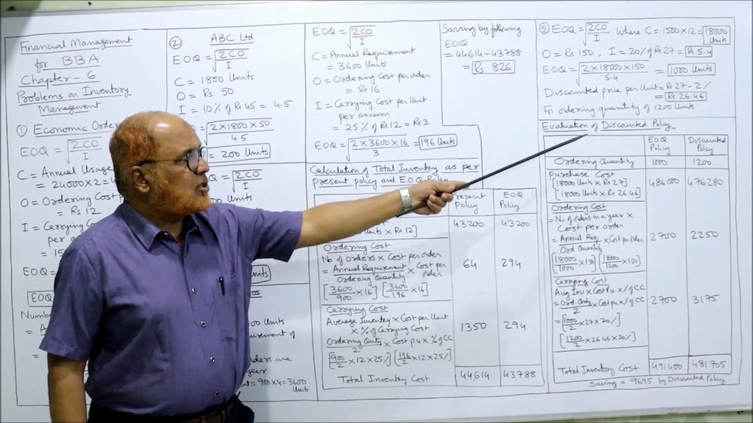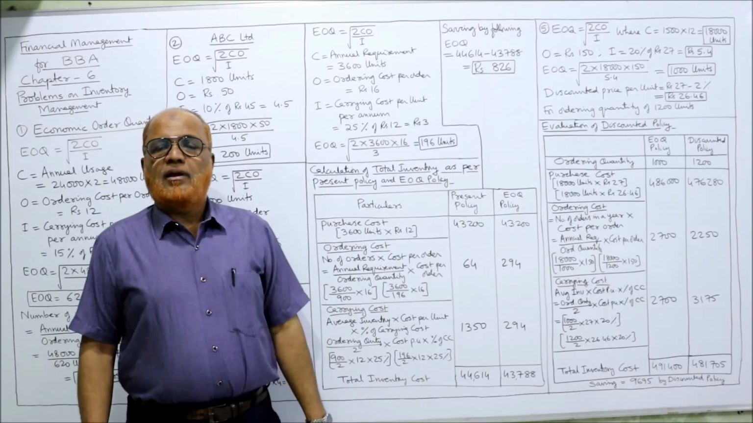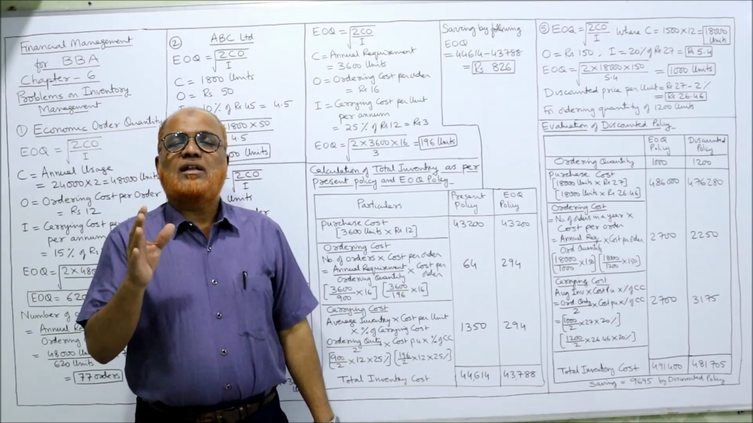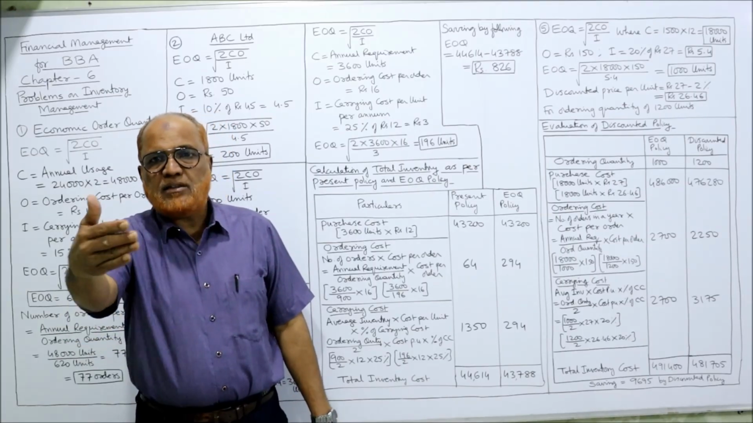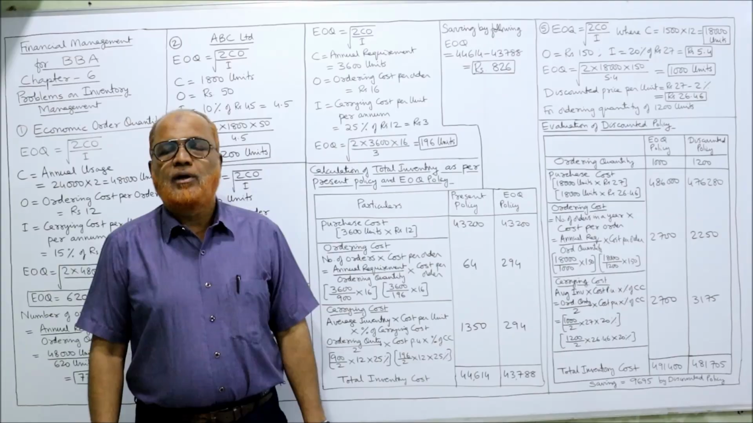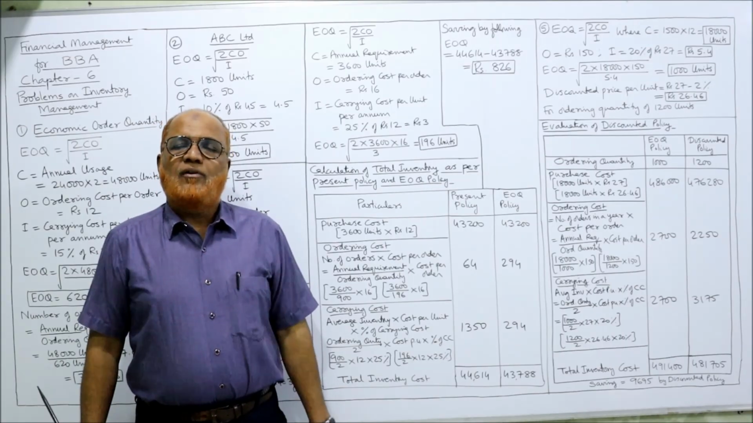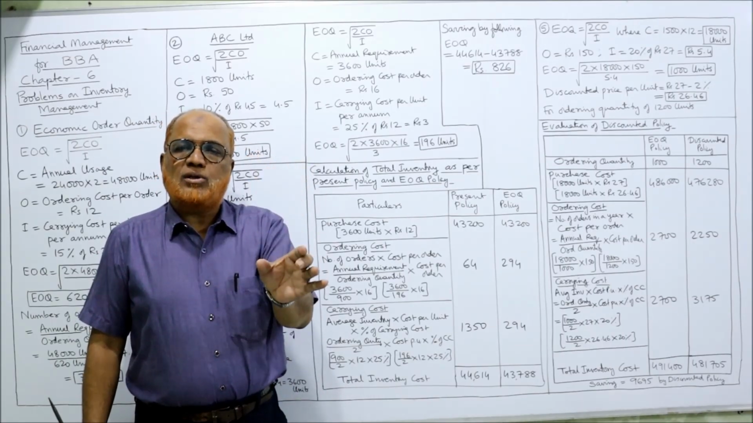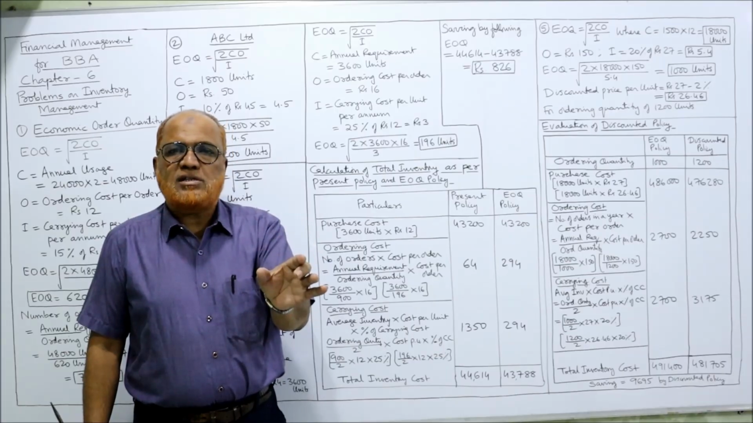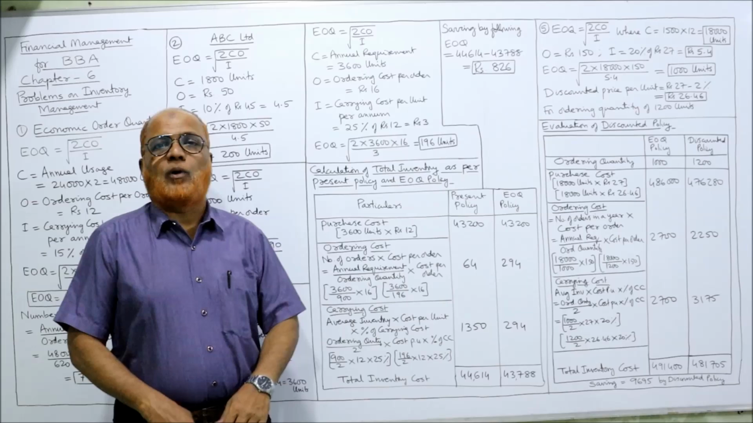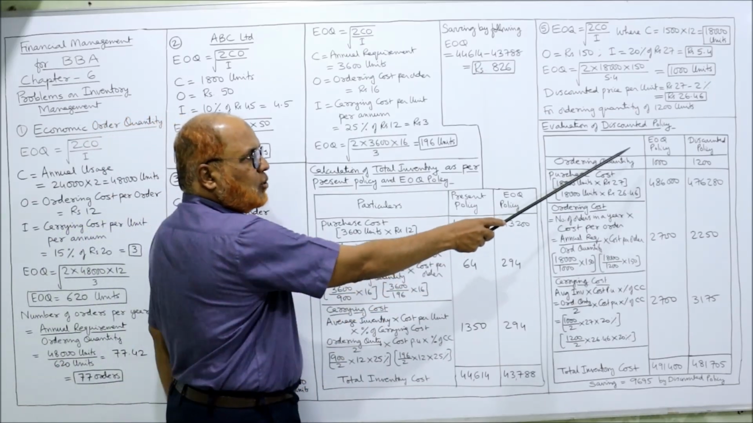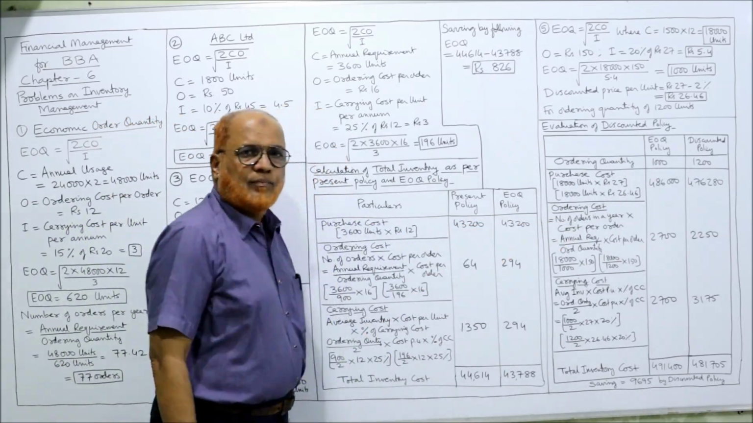Now evaluation of discounted policy. Ultimately the question is whether the company should avail the discount or not by placing the order for 1200 units. So we'll make a comparison. We'll find out the total inventory cost in the EOQ policy and the total inventory cost in the discounted policy. So two columns: EOQ policy, discounted policy.